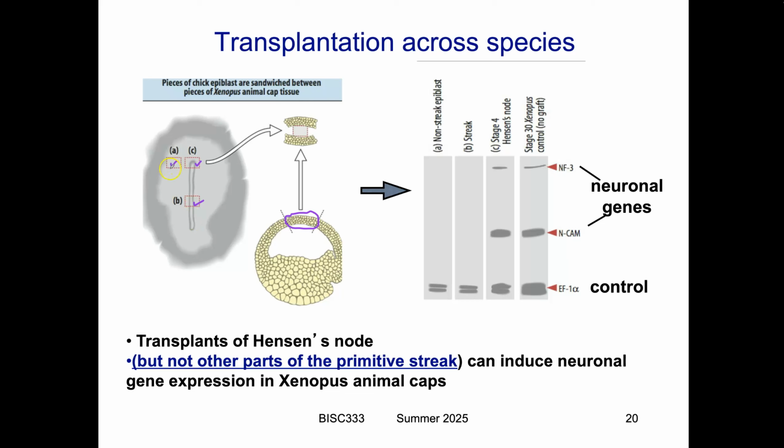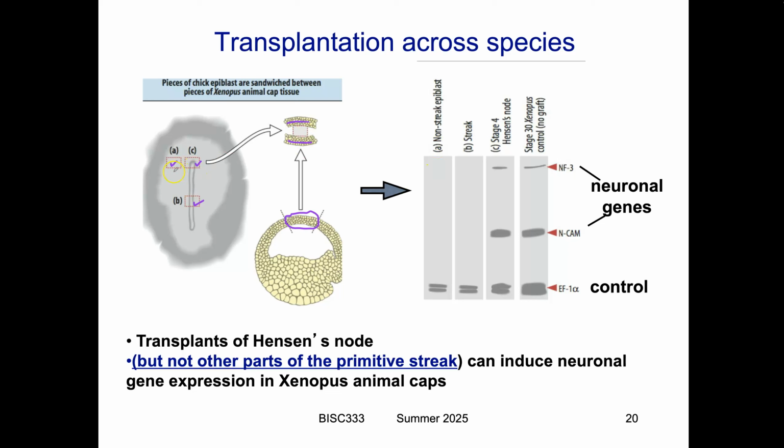And you can do this experiment where you take that epiblast cells and you sandwich them in between two chunks of Xenopus animal cap tissue, and then you observe what kinds of gene expression you can document. And the question is, can you induce the formation of neural tissue in a different species by culturing these tissues?